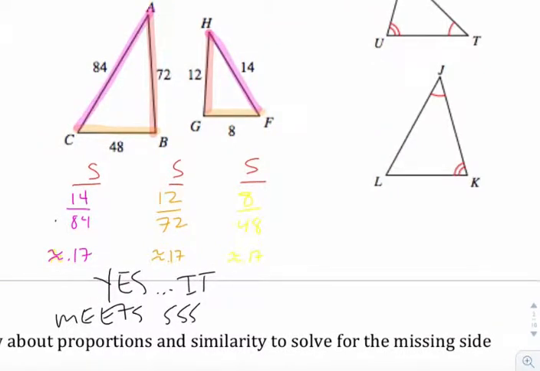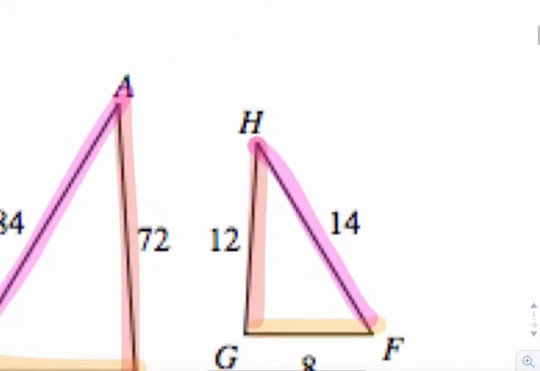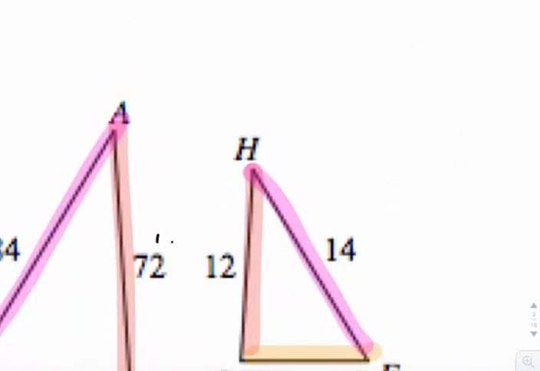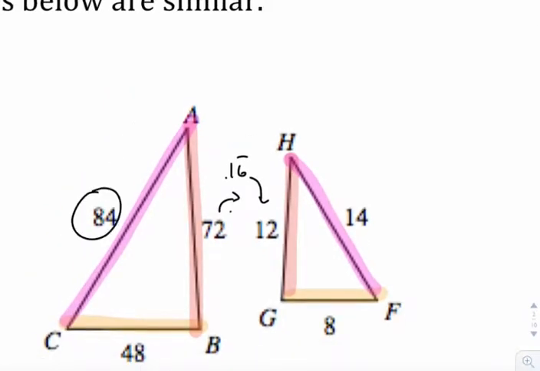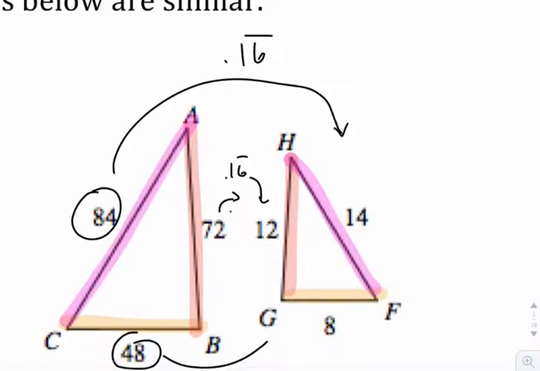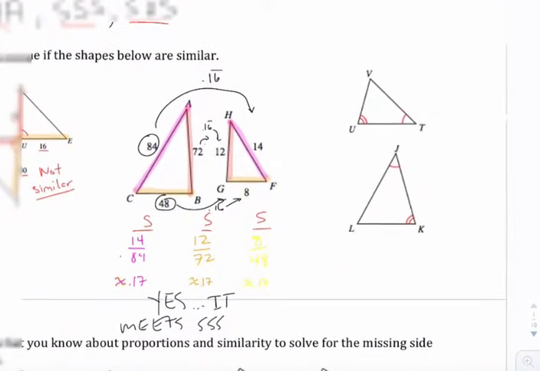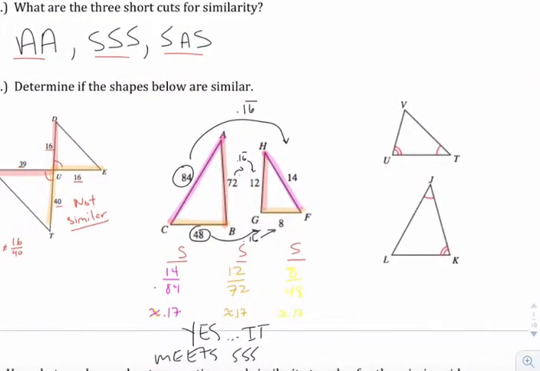Another way to say that, if you took 72 and multiplied by 0.16 repeating, you get 12. Same thing with 84. If you take 84 multiplied by 0.16 repeating, you get 14, and 48 times that 0.16 repeating, you get 8. So we do see this scales. In this case, it's a reduction because the number is smaller. We do see it actually scales correctly, and so therefore they're similar.